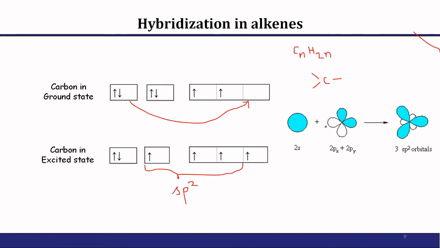Look at this picture. I have shown the mixing of 2s, 2px and 2py orbitals. 2px and 2py orbitals are perpendicular to each other. So this results in sp2 hybridized orbitals, and when these lobes try to go far away from each other in three-dimensional space, this leads to the formation of trigonal planar geometry. So 3 lobes are far away from each other and the angle between any 2 lobes is 120 degrees.